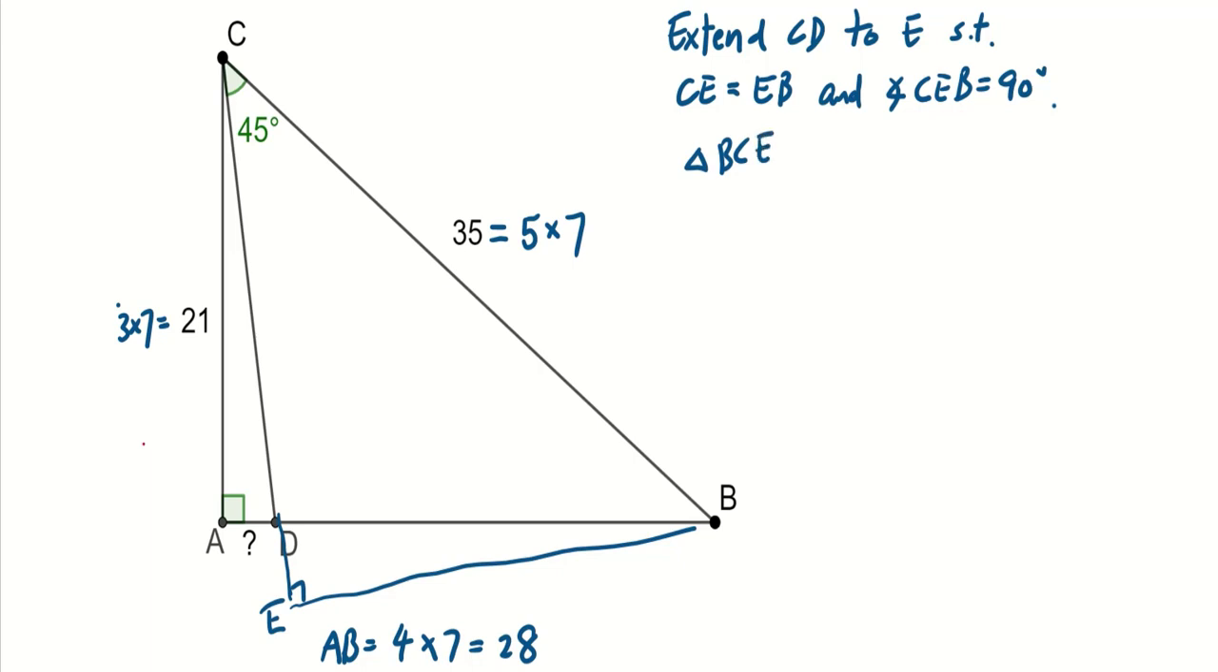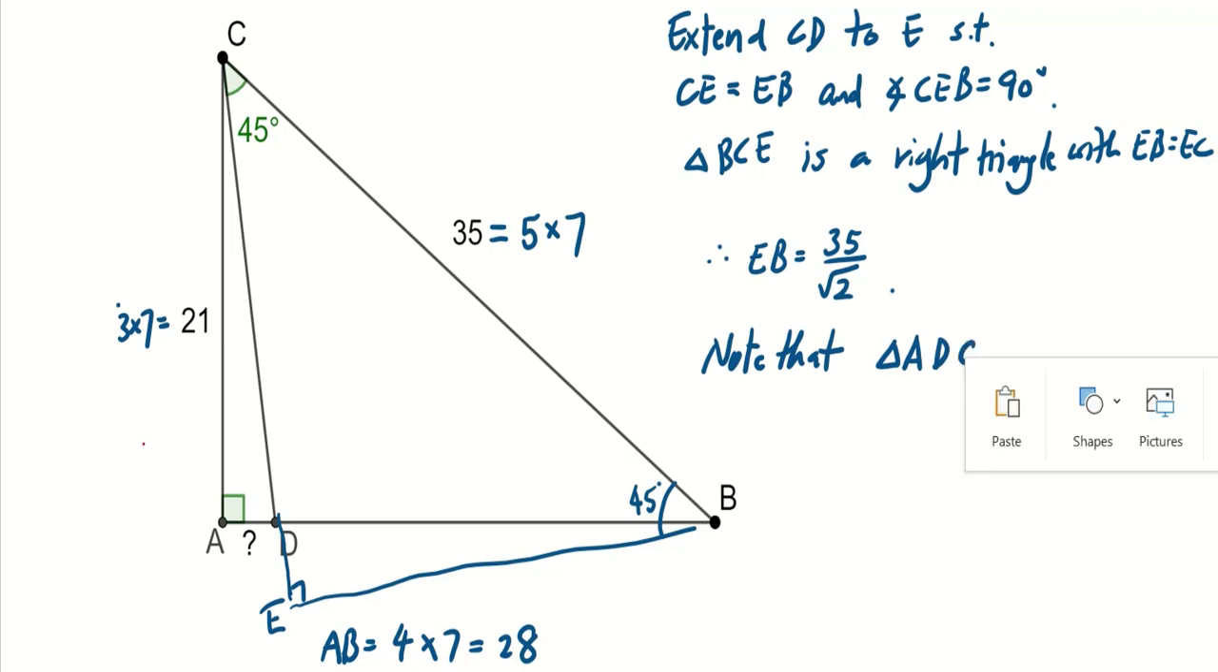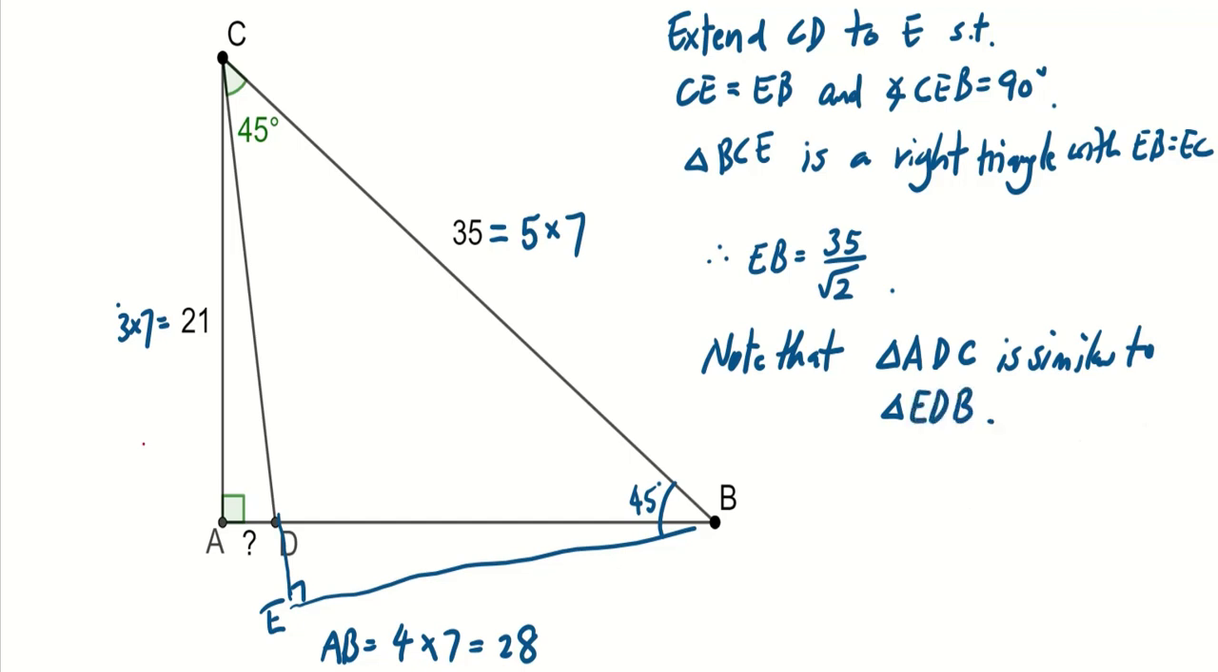We focus on triangle BCE, and we know that triangle BCE is a right triangle with EB equal to EC. So this will also be 45 degrees. And because of that, we know that EB will equal 35 over square root of 2, again using Pythagoras' theorem. And we note that triangle ADC is similar to triangle EDB because angle A and angle E are both 90 degrees and both have the same angle D.